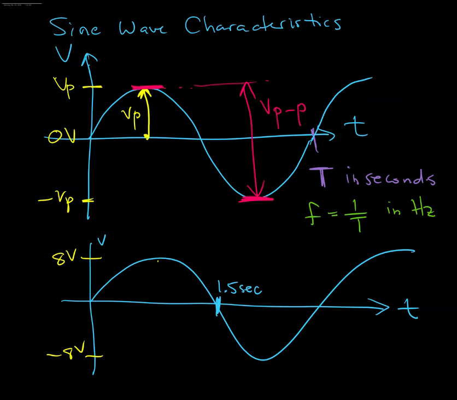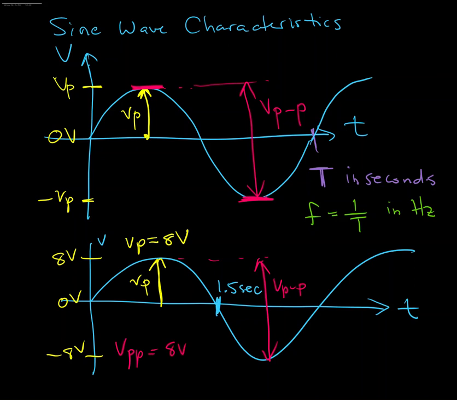So V peak is this distance. This is still 0 volts, is V peak. So we see that V peak is going to be 8 volts. Our V peak to peak is going to be this distance, and we can see that V peak to peak is 8 volts minus minus 8 volts, which gives us 16 volts.